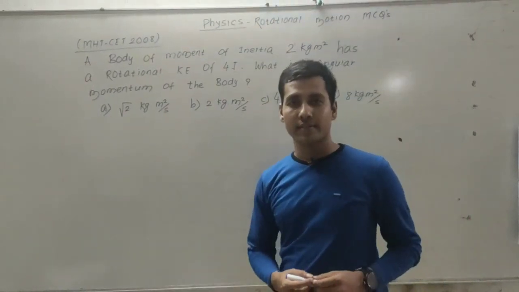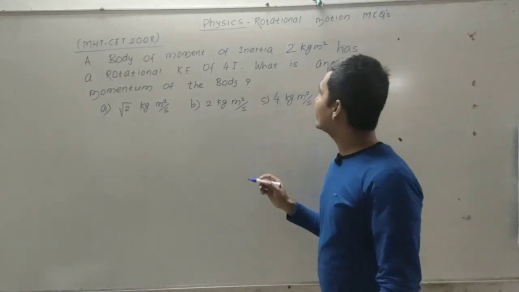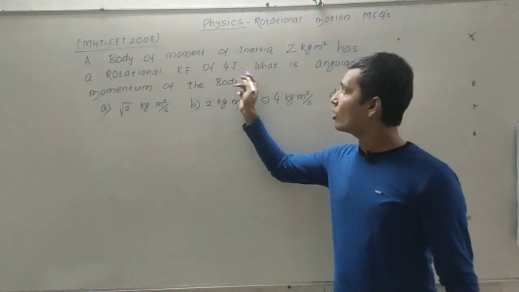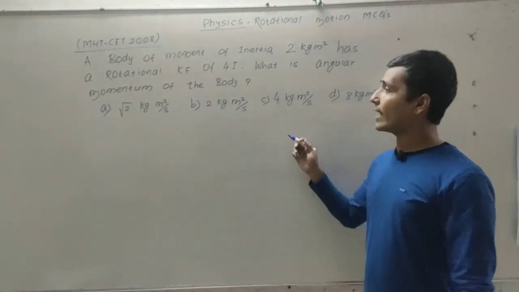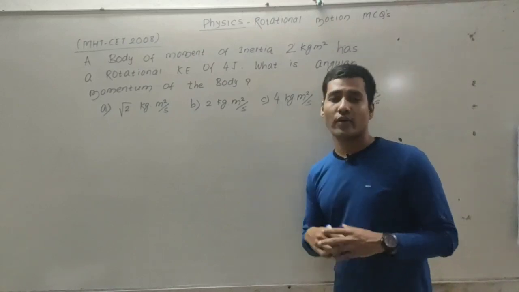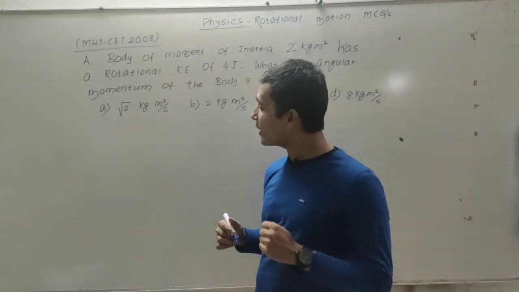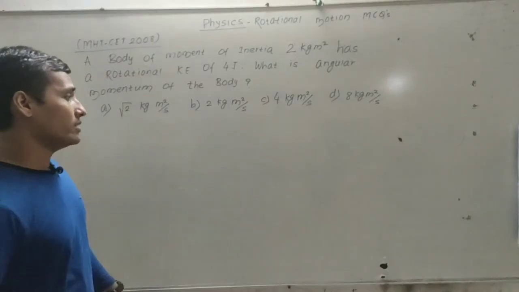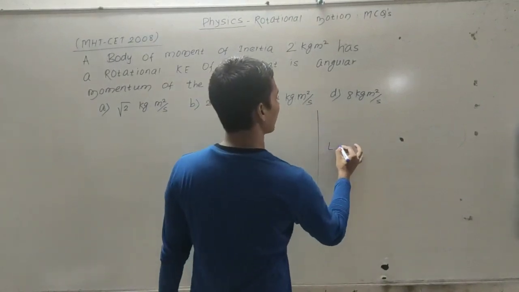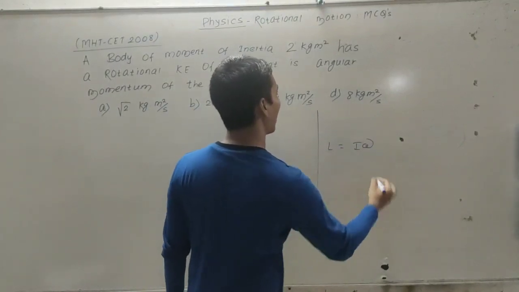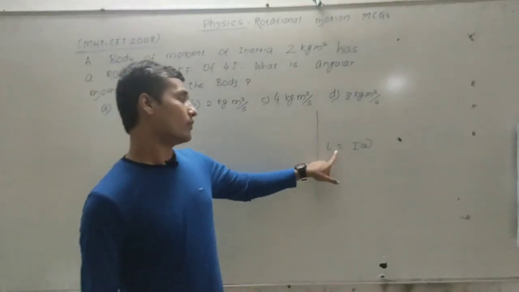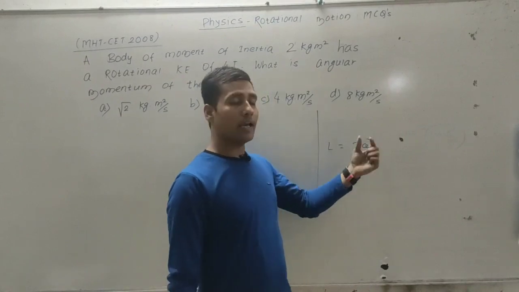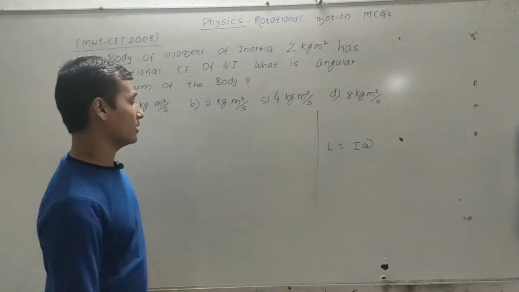Our next problem is: a body of moment of inertia 2 kg meter square has a rotational kinetic energy of 4 joule. What is the angular momentum of the body? So we have to find the angular momentum. We know that the angular momentum is denoted by L. So we have to find the value of L here. Basically the formula for angular momentum is L is equal to I omega, when we know the moment of inertia of the given body and omega, which is the angular velocity of the body.